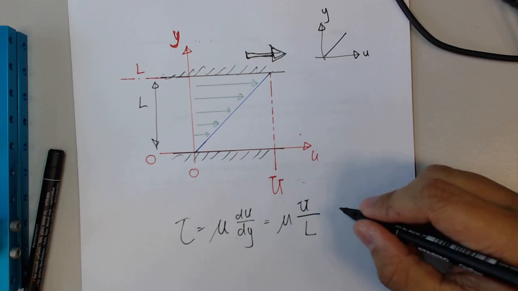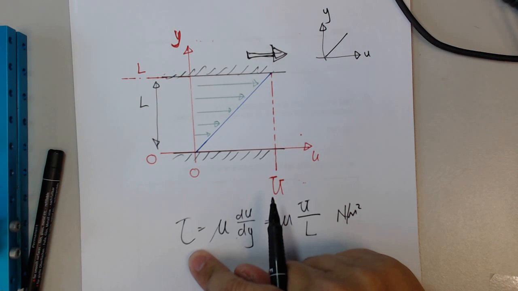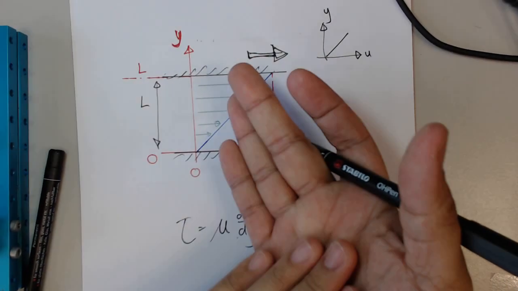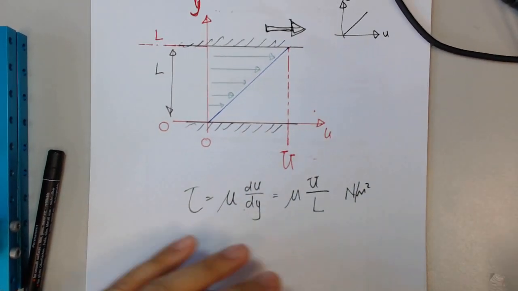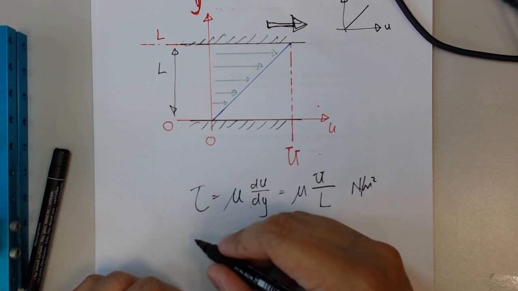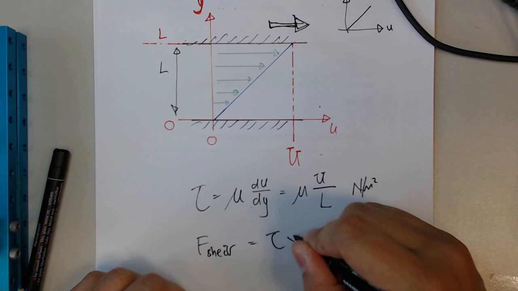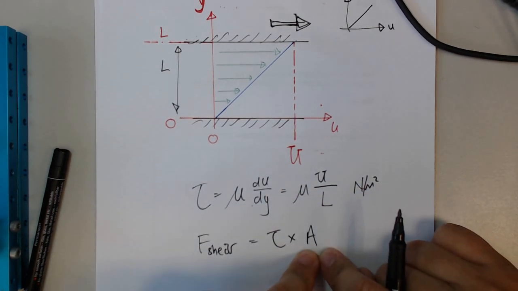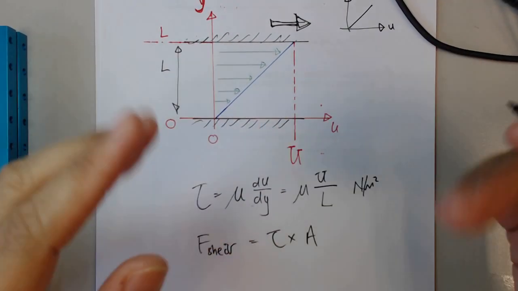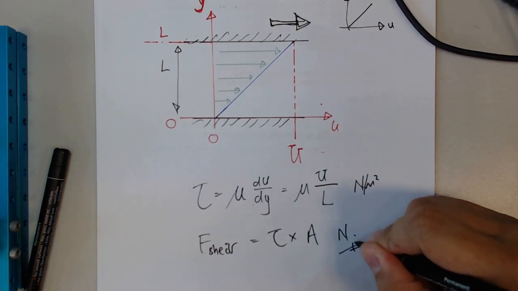This will be in a unit of Newton per meter square, because shear stress is a force per unit area, similar to a pressure. Pressure is a normal force, while shear is a tangential force. And once you get the value of shear stress, you can actually find the shear force. Shear force is simply shear stress multiplied by the area of contact of that shear face. So it is just tau multiplied by area. You get a force value, which is in newtons.